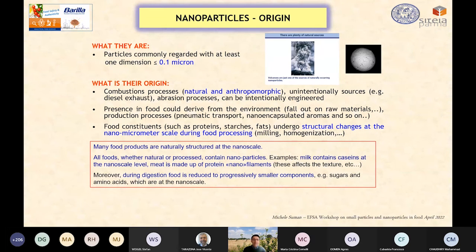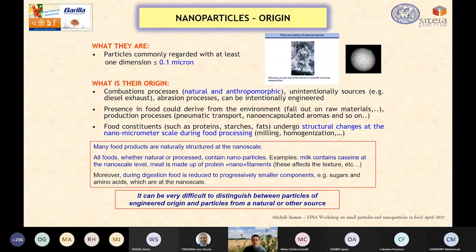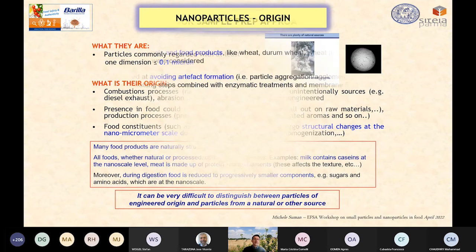At the same time, we also have to take into account that some digestion processes can progressively go towards smaller components. So generally speaking, sometimes it can be very difficult to distinguish between particles that were initially and deliberately engineered and some that come from other natural sources.